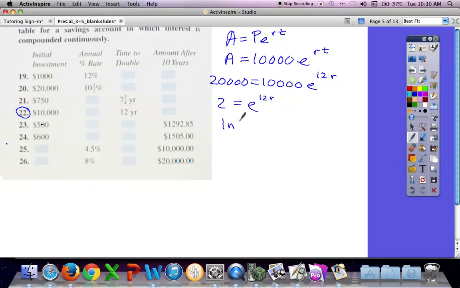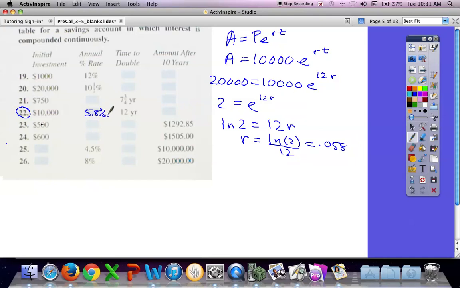take the natural log of both sides. So the interest rate should be the ln of 2 divided by 12, which is 0.058, okay, 0.058. So we can fill that one in right here. That would make that 5.8%.